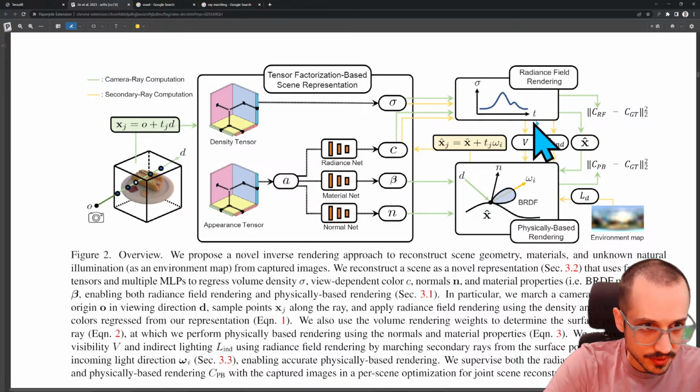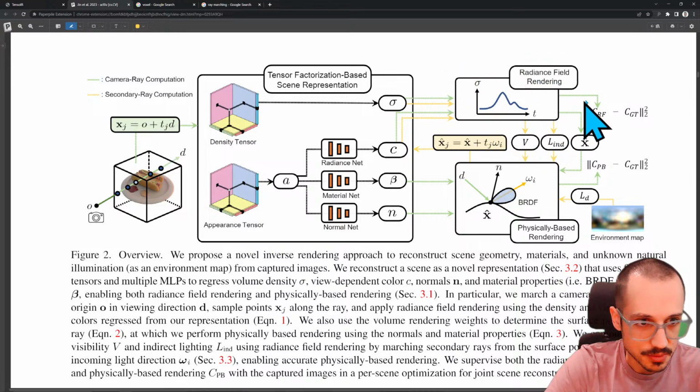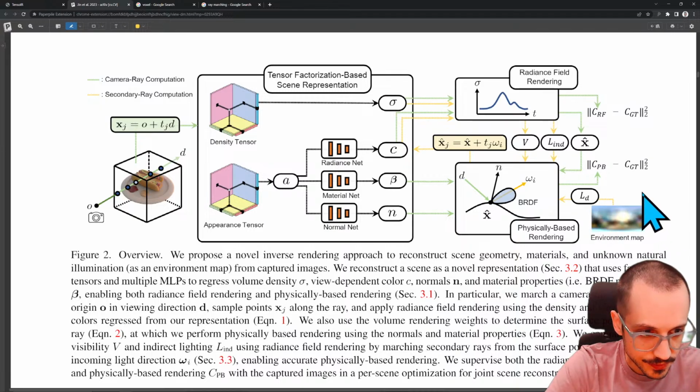Okay, but then you have 2 different rendering processes here. You have the radiance field rendering, which is the ray marching, which is basically what most NeRFs do. And most NeRFs would basically just take the loss from this rendering, and then feed that back into their models. But here, it seems like not only are they feeding back the loss from this radiance field rendering, this ray marching, but they're also feeding back the loss here from physically based rendering. So they've formulated some kind of loss for physically based rendering that they can feed back, right? This LD, right?